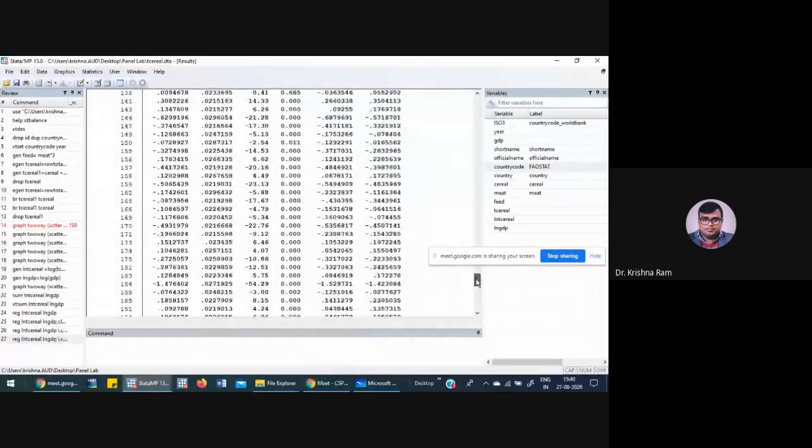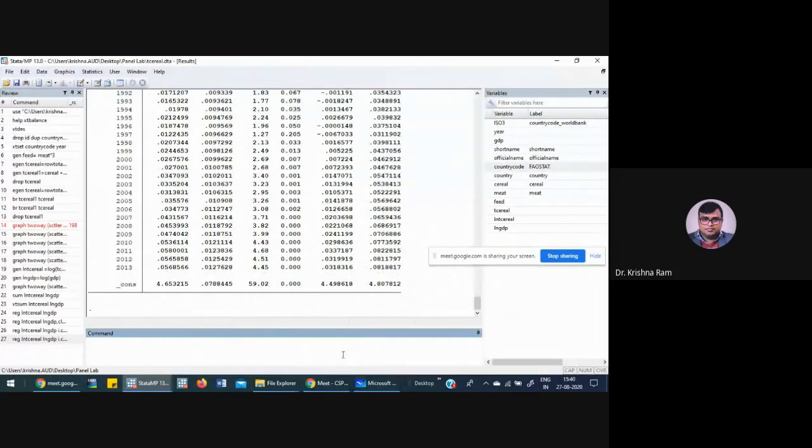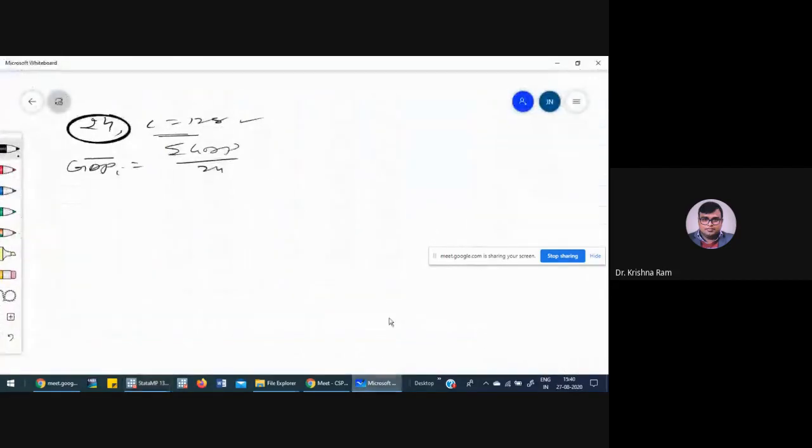The next approach is the fixed effect model or random effect model.